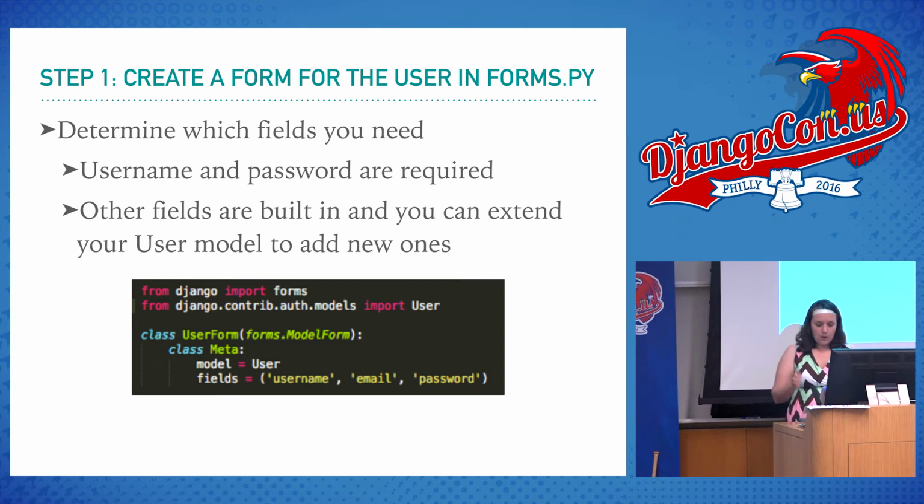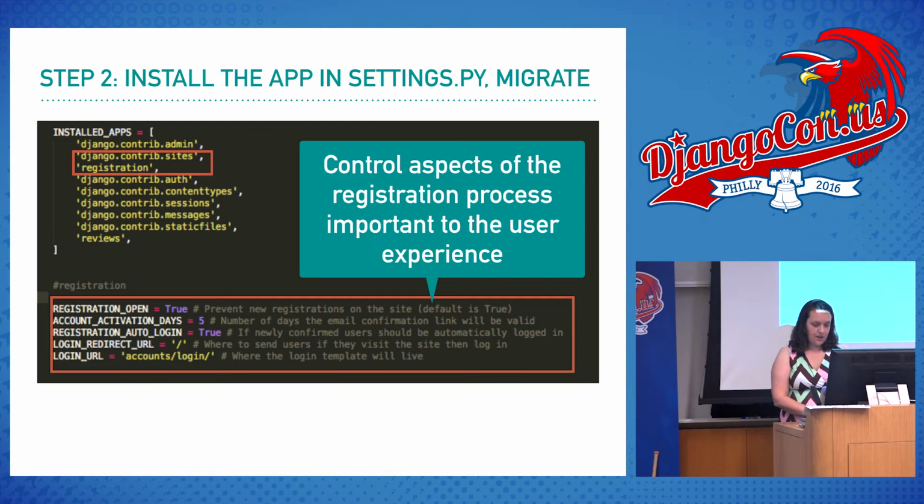Username and password are required, and that's pretty clear in the documentation, which is pretty good around this. Other fields are built in, like first name and last name. So you could add those if you wanted to. You don't have to. And of course, you can also extend the user model, but I'm not going to cover that here. So this is basically all you have to do. It's just a few lines. You want to import the user model, and then you create this user form. And the fields are the 3 that I want in my form. So that's all you have to do there.